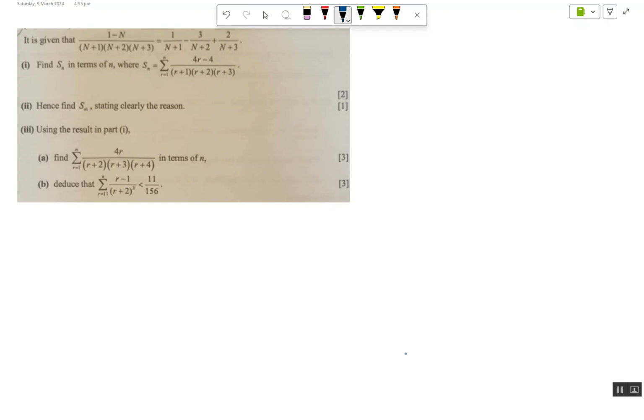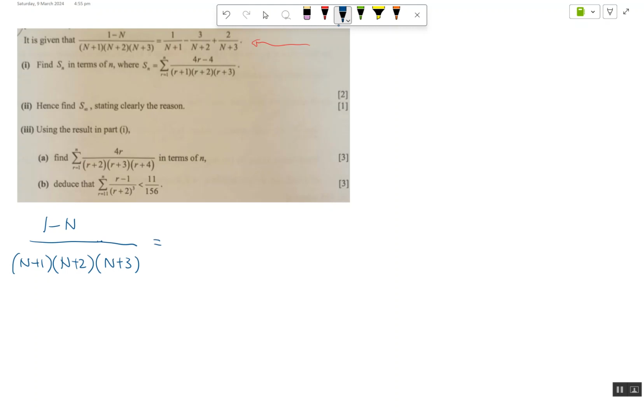In this sequence and series question that uses method of difference, at the start the question says that it is given that this fraction can be broken up into these three. This question is very kind, because usually the question will ask you to use partial fraction to break it up into three. So I'm going to show you how to use partial fraction to find the three constants at the top of these three fractions.